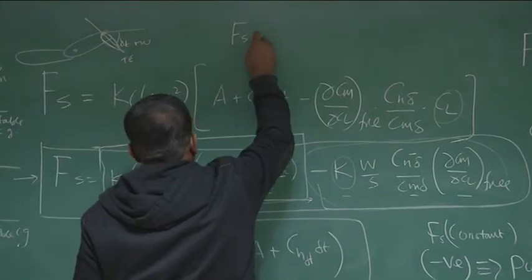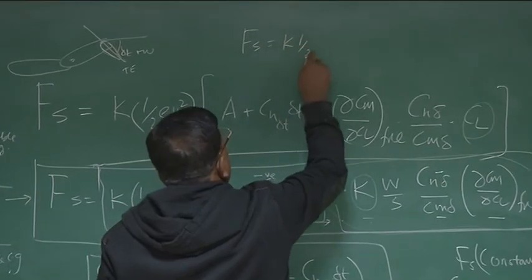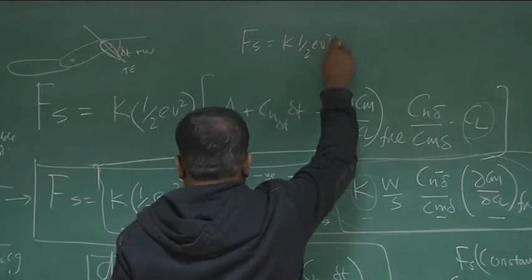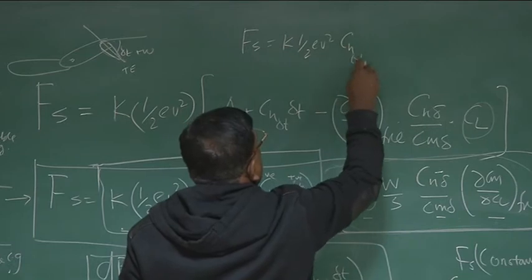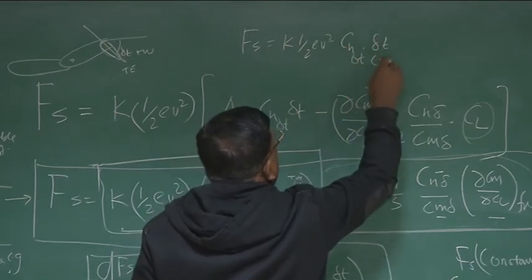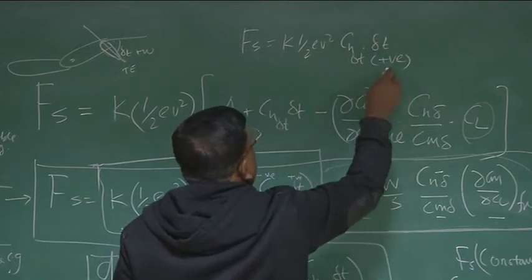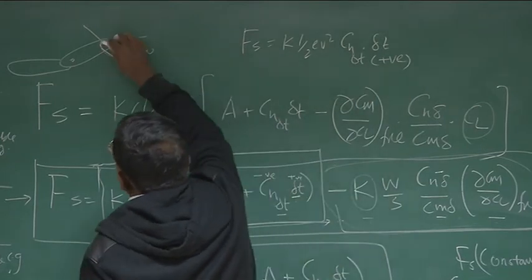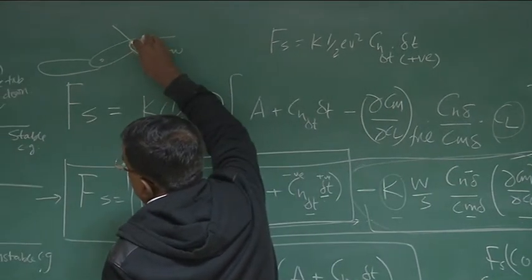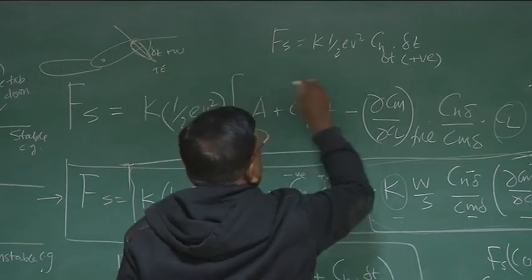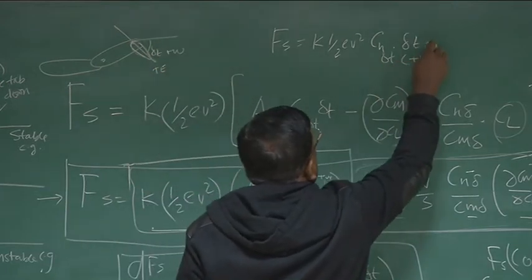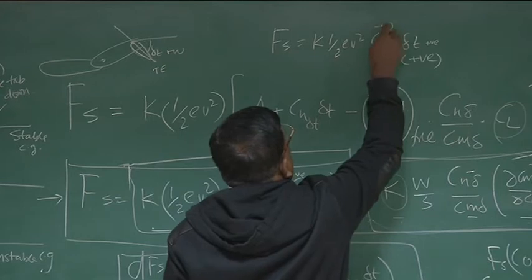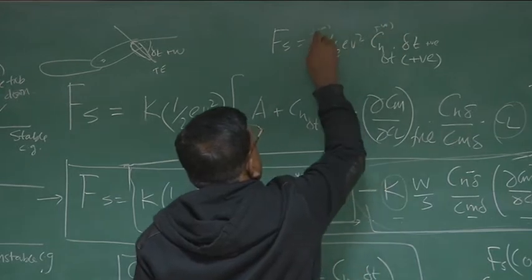Fs because of the tab will be how much? K half rho V square into Ch delta t into delta t. If I put this as positive, which is nose up, in a sense, this is what you call nose tab up, delta t positive. So this is positive, this is negative, and k is also negative, we know by definition.